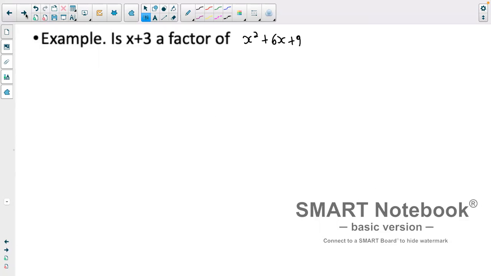Okay, so example, is x plus 3 a factor of x squared plus 6x plus 9? So if we do product sum factoring, we have a product of 9 with a sum of 6. So two things that multiply to 9 and add to 6 would be 3 and 3. So this becomes x plus 3 times x plus 3. And we can see, yes, it is a factor.